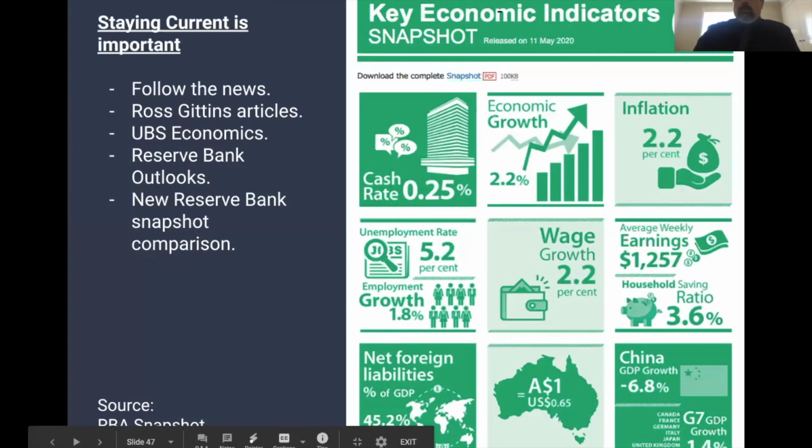The Reserve Bank and the ABS are probably your major places to go, along with Ross Gittins' articles and UBS Economics. This is a snapshot from the Reserve Bank, and this is the latest one. It's a really good overview of the main economic indicators: the cash rate at 0.25%, the lowest level in quite some time; economic growth, 2.2%, although that's questionable as we're in the middle of May here in COVID-19; inflation, 2.2%; unemployment rate, 5.2%.